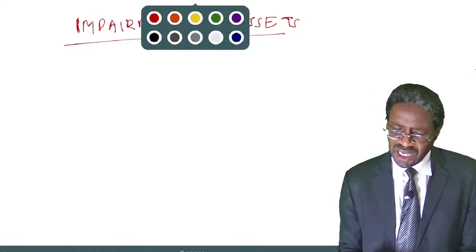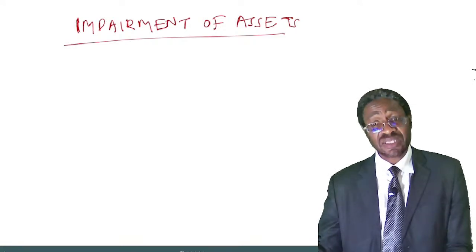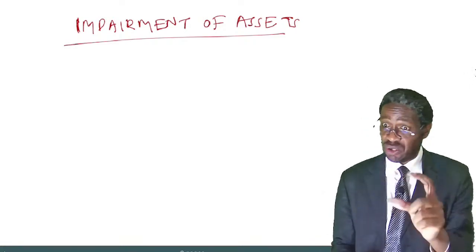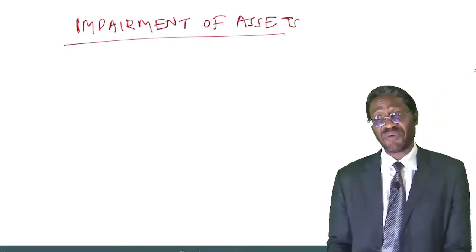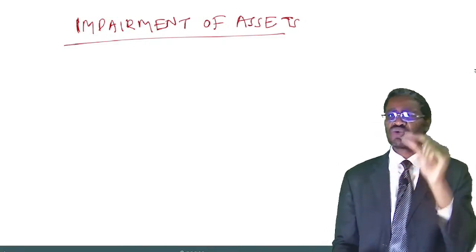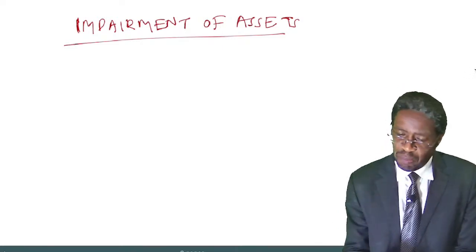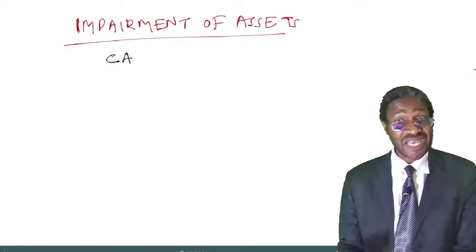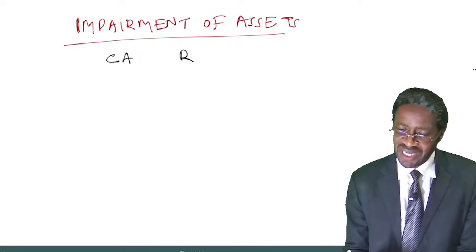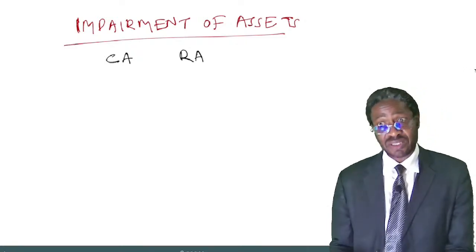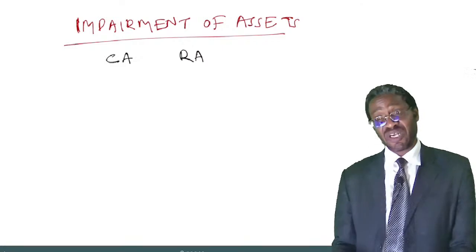Now, as a company, you may want to know whether your assets have suffered any impairment loss. To know whether your assets have suffered any impairment loss, you are required to compare the carrying amount of the asset with what we call the recoverable amount of that asset.